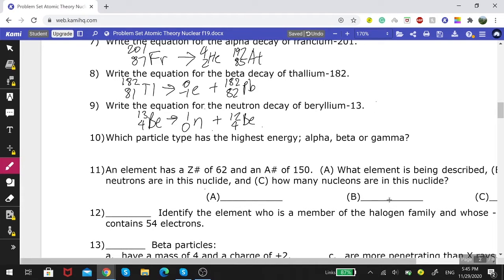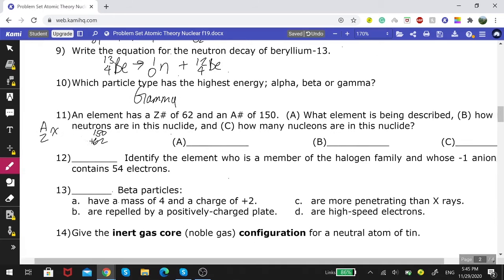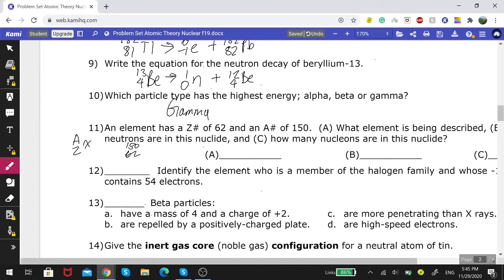Alpha, beta, or gamma? And as we learned, alpha has the smallest amount of energy and gamma has the largest, so it's gamma. Alright, an element has a Z number and an A number, so it's A Z X. A number is 150. Z number is 62. How would the element be described? So 62 on the periodic table is Sm. Samarium? Would you write Sm over here?